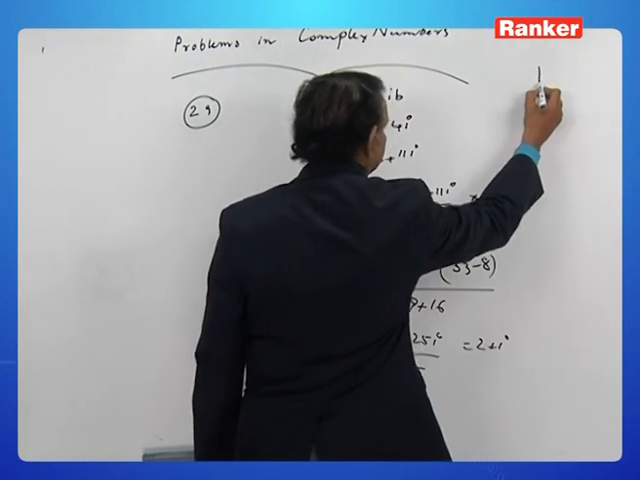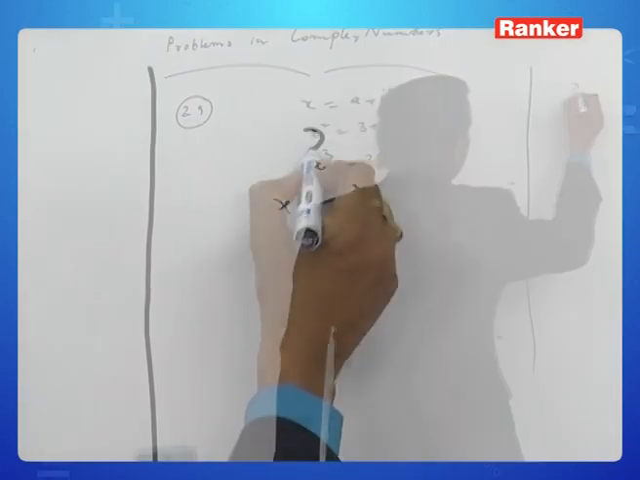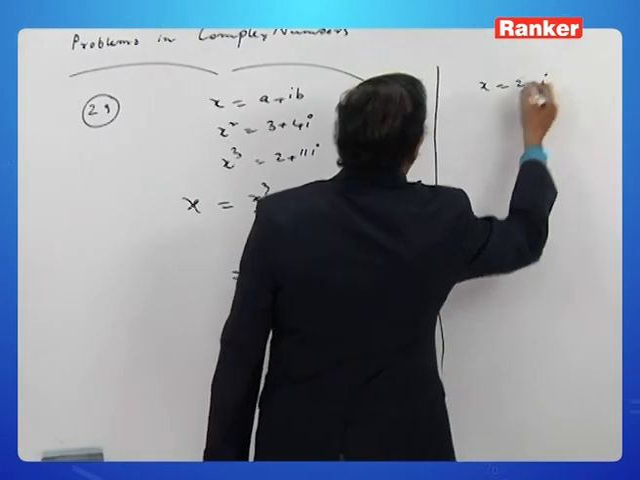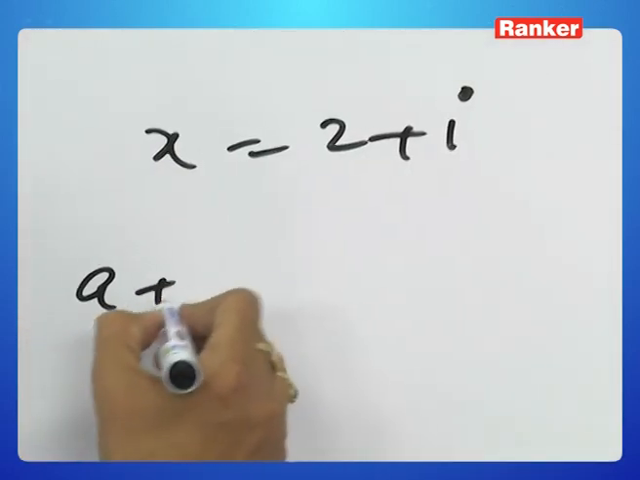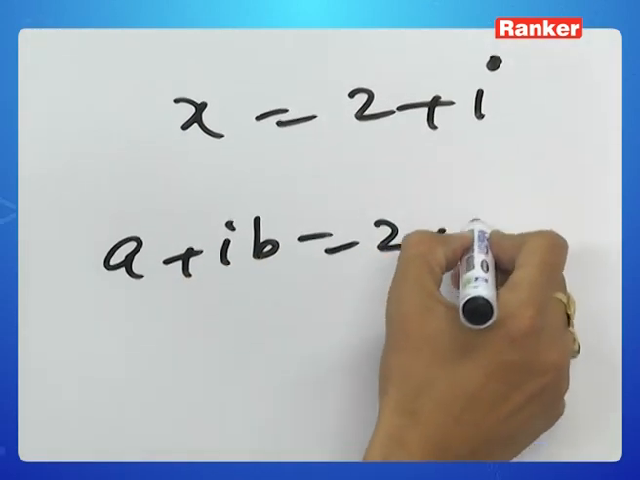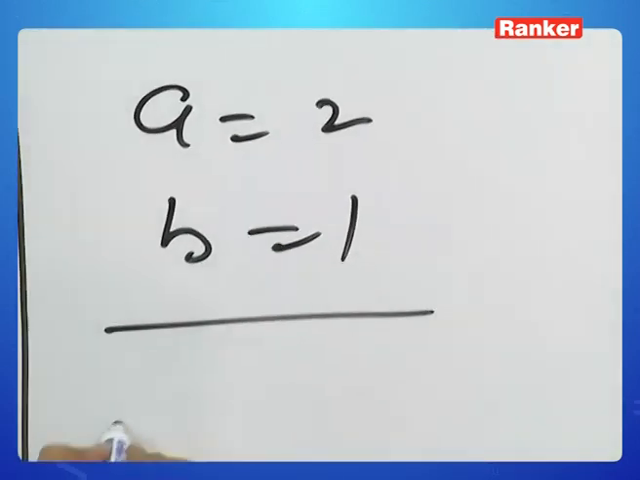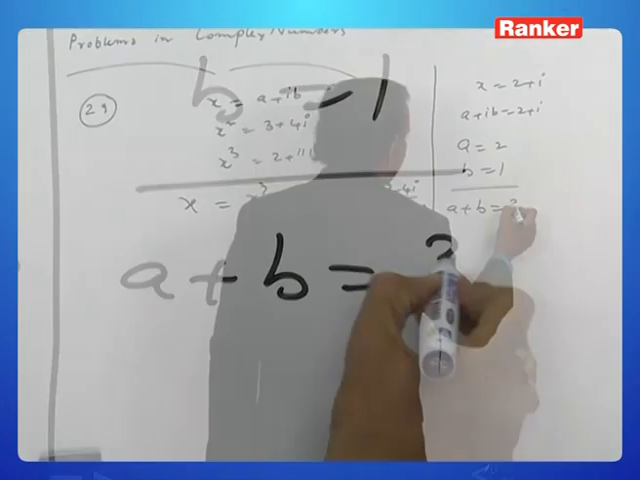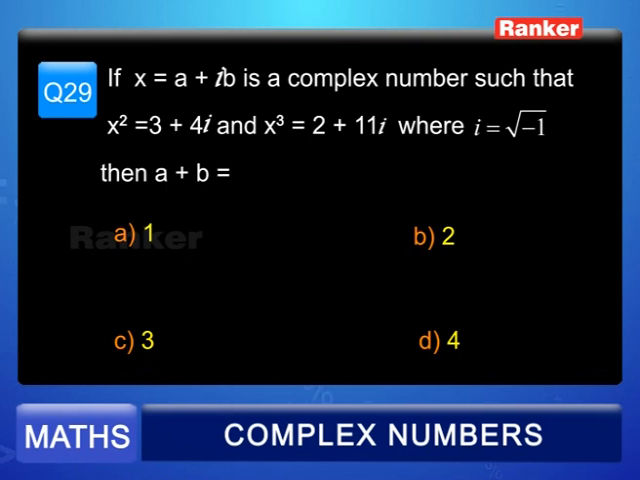Therefore, x is equal to 2 plus i. But what is x? a plus ib. a plus ib is equal to 2 plus i. Therefore, a is equal to 2 and b is equal to 1. By adding them, you are going to get a plus b is equal to how much? 3. Is it available? As it is available in option C, the third option is the correct option. So, the right option is C and the right answer is 3.